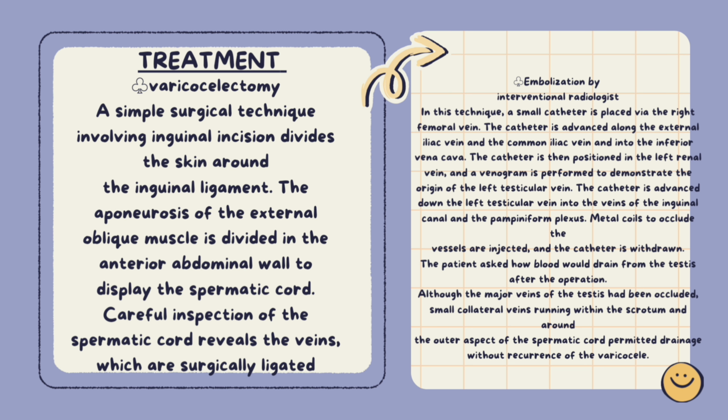The patient asked how blood would drain from the testis after the operation. Although the major veins of the testis had been occluded, small collateral veins running within the scrotum and around the outer aspect of the spermatic cord permitted drainage without recurrence of the varicocele.